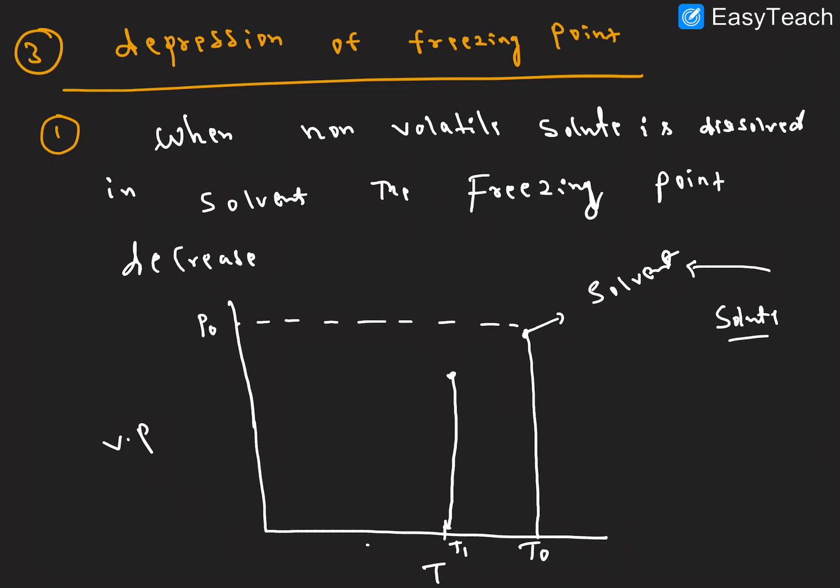This is P naught, the initial vapor pressure, which is more, and the freezing point is also more. At this time, the freezing point decreases and the vapor pressure also decreases. You can add more solute, for example now 10 grams, and next 20 grams. The freezing point decreases and the vapor pressure also decreases. This is P2, and the freezing temperature is T2. I hope it is very clear. So the graph comes like this.